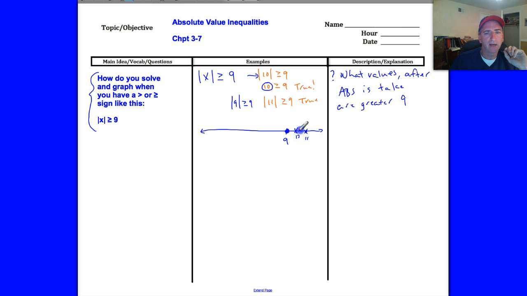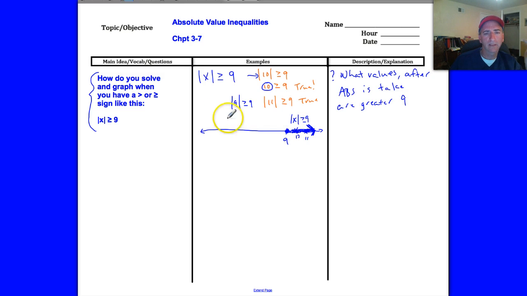What about 10.5, 10.55, 10.56, 10.57? All of these points go in this direction. As I go larger and larger, I'm going to continue to have solutions, because these are all values where the absolute value of x is greater than or equal to 9.